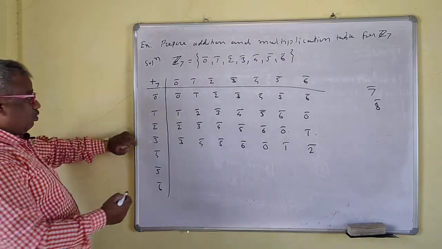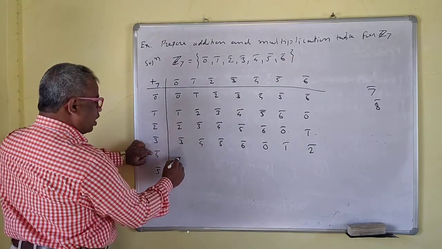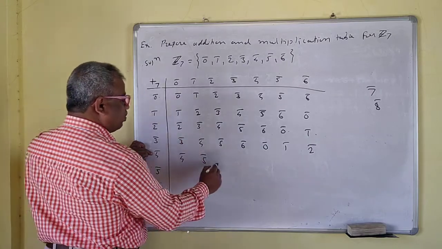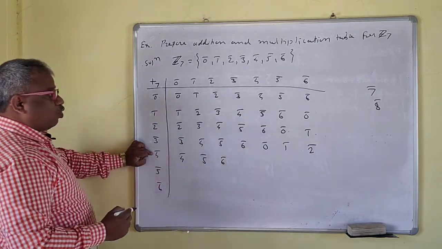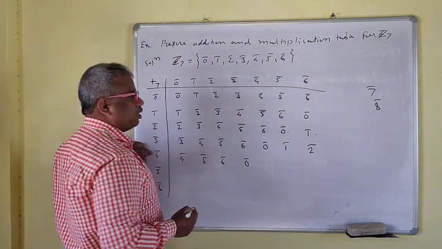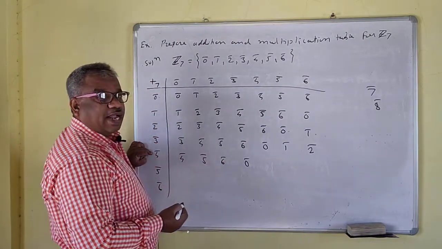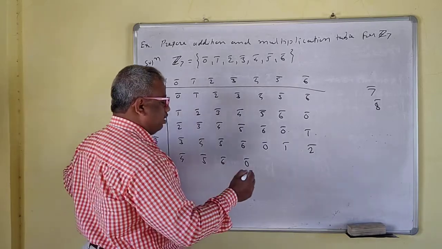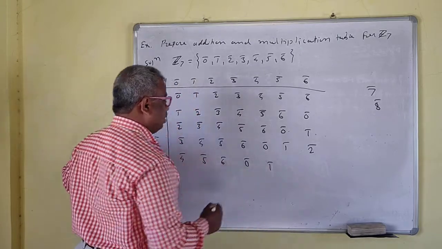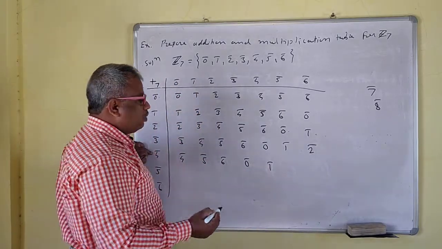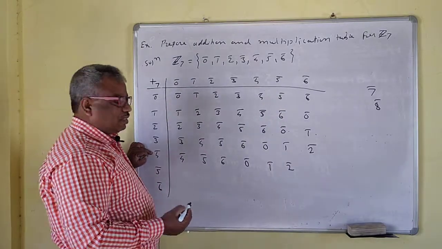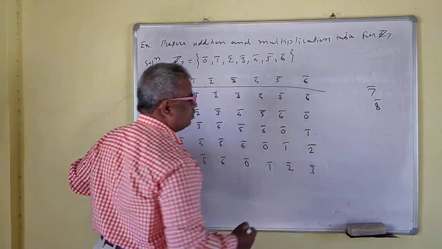Okay. So now 4 bar plus 0 bar is 4 bar. 4 bar plus 1 bar is 5 bar. 4 bar plus 2 bar is 6 bar. 4 bar plus 3 bar is 7 bar. So this is 0 bar. 4 bar plus 4 bar is 8 bar. 8 is 7 plus 1, so this is 1 bar. So 9 bar, 7 plus 2 is 9, so this is 2 bar. So 10 bar, 7 plus 3 is 10, so this is 3 bar.